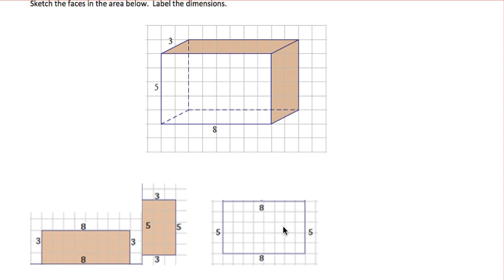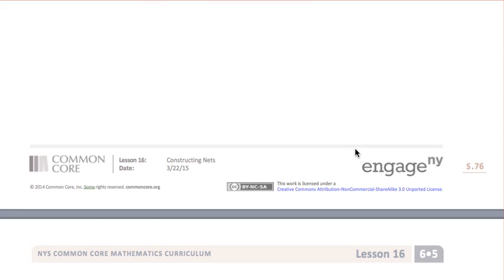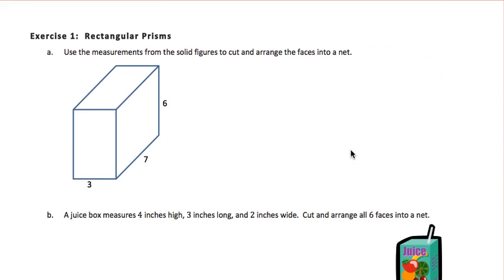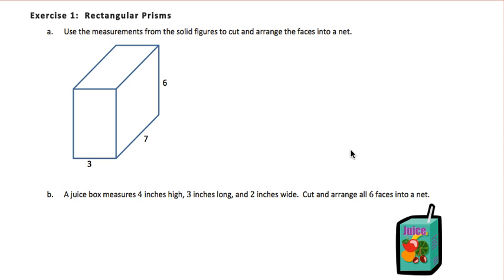After these are drawn, then you would need to piece them together in a way that would allow them to fold into that 3D figure. The arrangement is as important as the dimensions. In the exercises, there are a variety of different prisms with different dimensions, and your goal then is to take those prisms and draw the net for them.